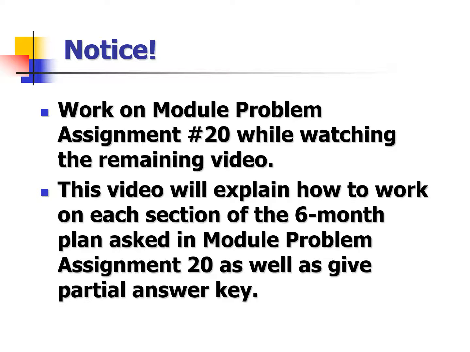So in summary, in this module, we're going to watch the video, which explains the concept for each section of the 6-month plan, and also shows an example of how to work on that section. Then you switch to your module problem assignment and work on the corresponding section there. And then you go back to the video and check the partial answer key, so that at least you can be sure that you applied the right formula for this part. If you didn't, then you can rework it. Okay, so that's the way it's going to work in this module.